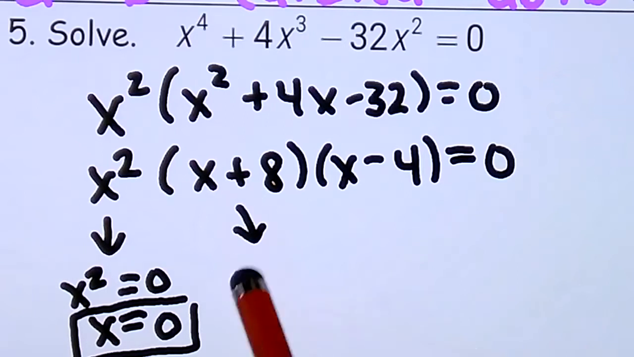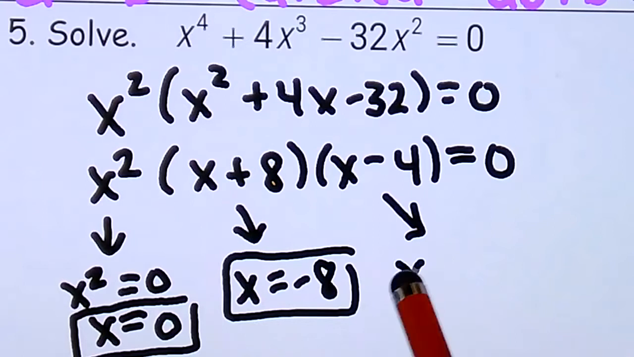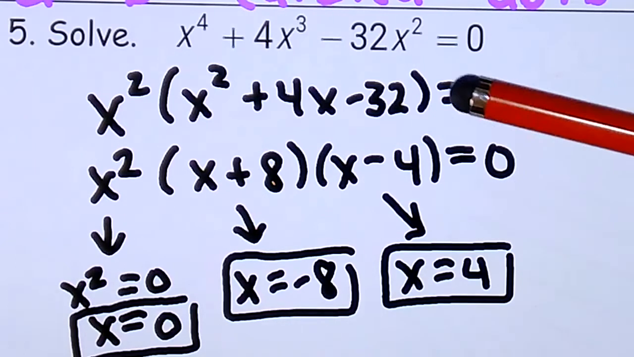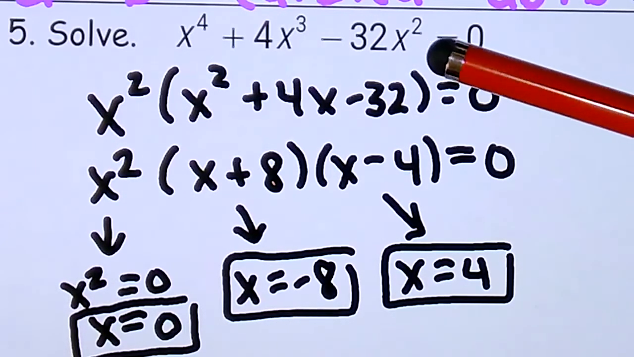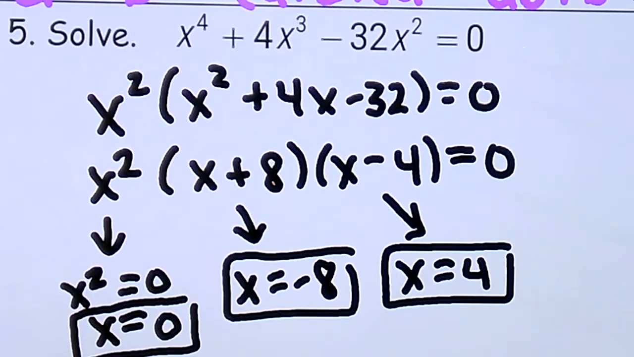This is going to give me x equal negative 8. And this is going to give me x equal 4. Could have also found these using synthetic division, but you want to make sure you add a 0 for your x and a 0 for your constant at the end when you're doing your synthetic division if you did it that way.